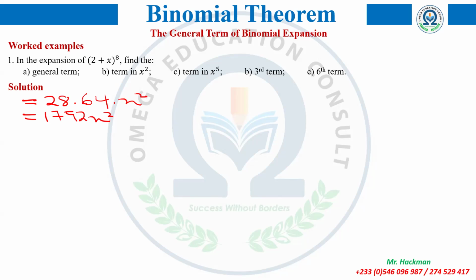Okay, so let's go to the C. Maybe your understanding will be better. As we move from B to C, you leave a line. C, what are we looking for? For which term? For the term in x to the power 5, is that not it? So for x to the power 5, okay, term.